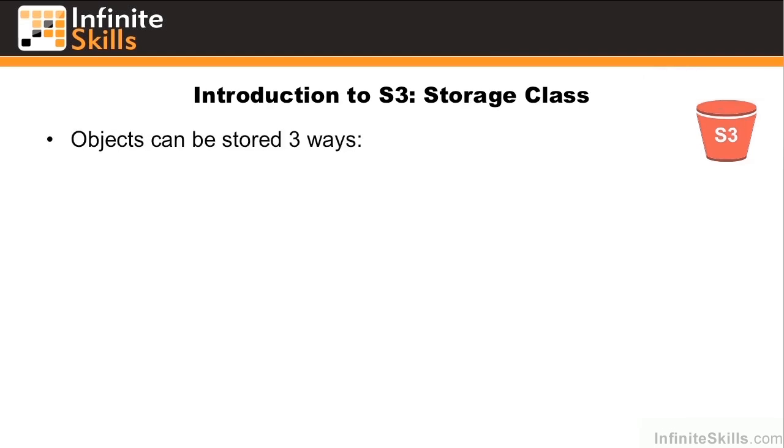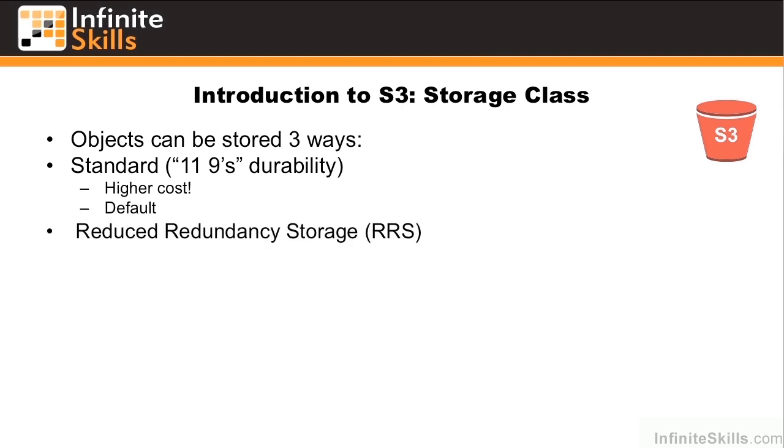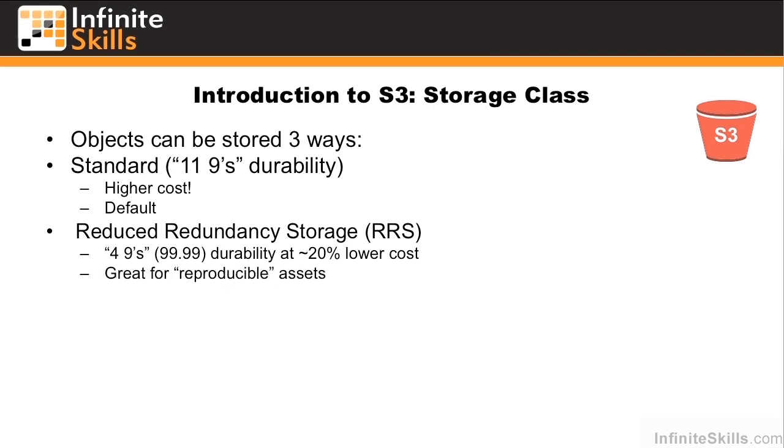S3 has 3 different storage classes for objects. The first, standard, is called 11 nines durability. That 11 nines essentially means that if you have 1 million files stored in S3, you're going to lose one of them every 10,000 years. It's hard to get more durable than this. It does come at a higher cost, but it's the default. Next up is reduced redundancy storage, which is 4 nines durability, at about a 20% discount. This means that if you have 10,000 objects stored in S3, you're going to lose one of them probably about every year. It's great, especially for reproducible assets.